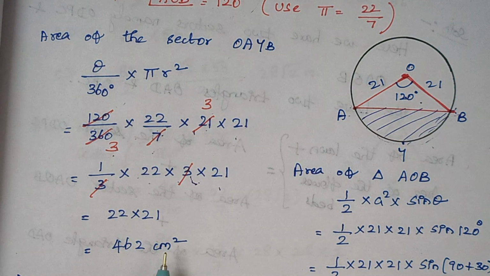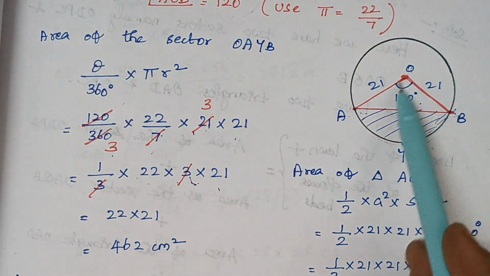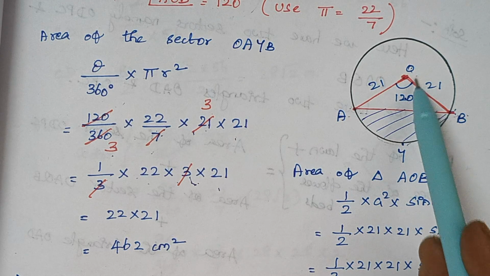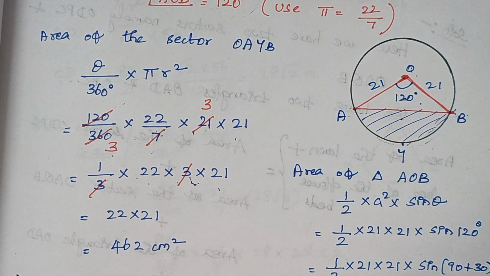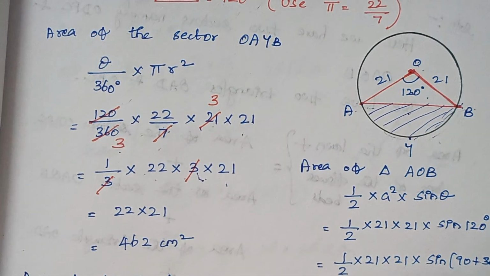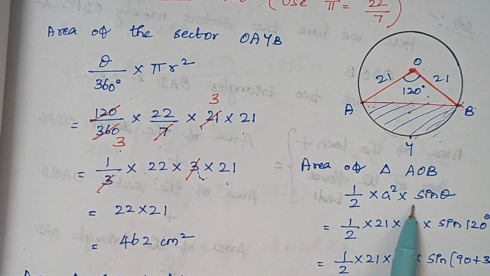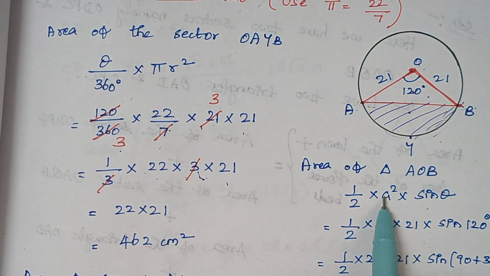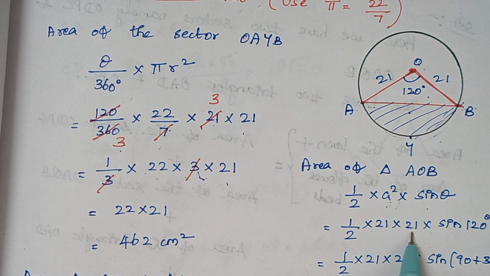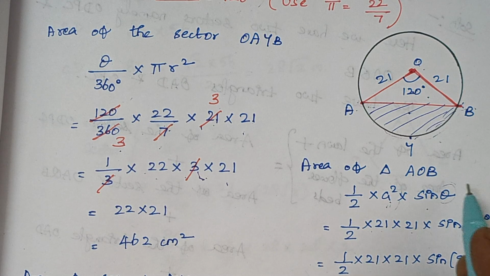Now we are going to find the area of this part, that is the area of this triangle. The area of the triangle is given by the formula half a square into sine theta. So now half into the value of a, which here denotes the radius. The radius is 21, so 21 into 21, and sine theta is sine 120 here.